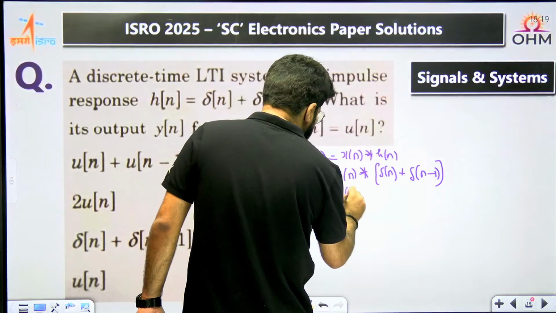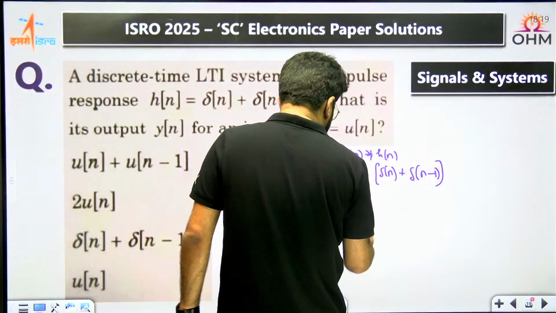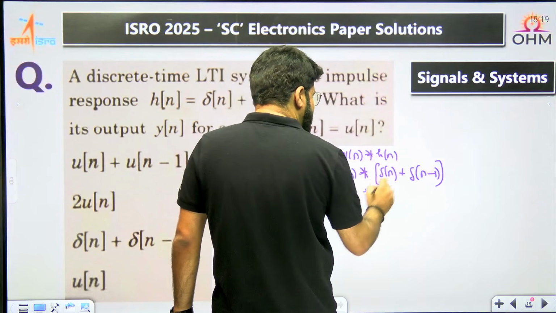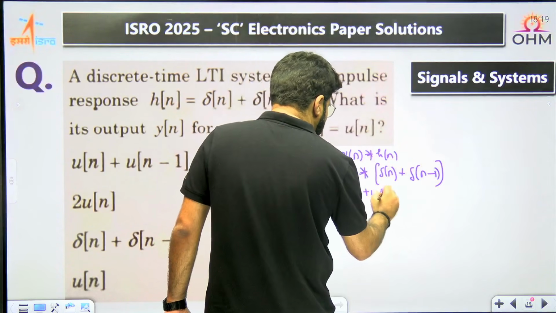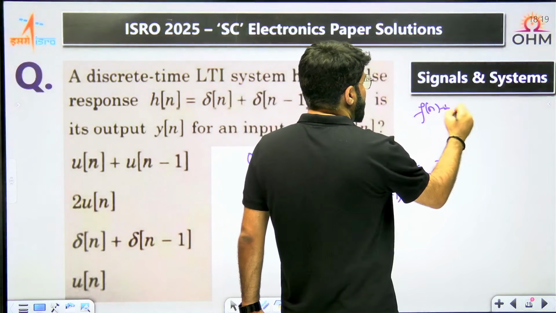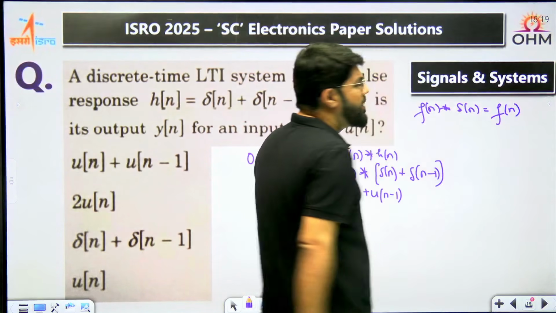You don't have to write this in the exam, because you can say directly u[n] convolution δ[n] is the first term going to come. u[n] convolution δ[n] will be u[n]. So δ[n minus 1] gives u[n minus 1], a time shift. Because any signal f[n] convolution with δ[n], you will always get f[n], the replica property, identity property.